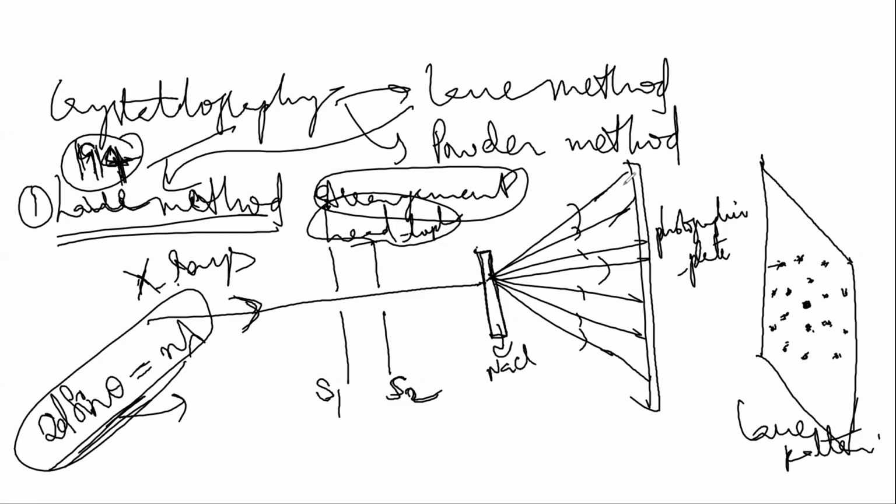Now these X-rays will penetrate the crystal and be scattered from different atomic diffraction centers, because at different places we have different atoms. So at each point they get reflected, and the diffracted beam is observed on the photographic plate.